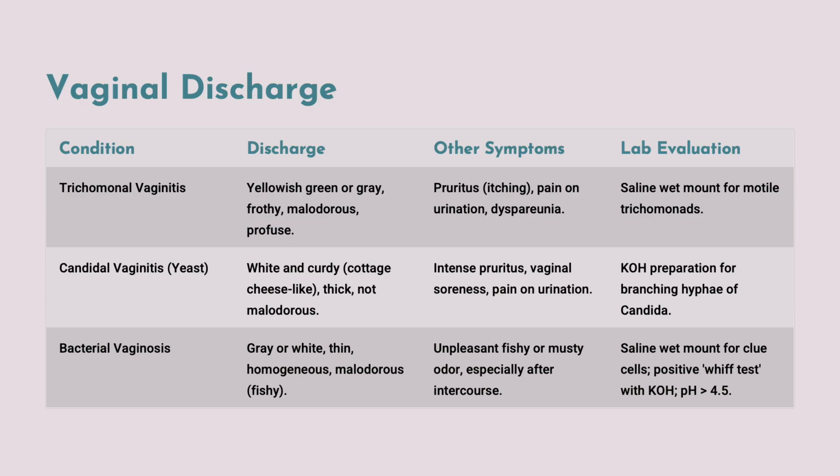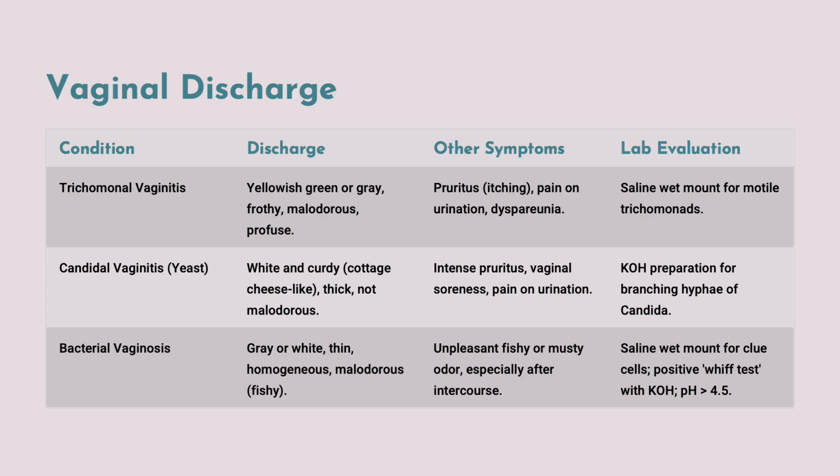If the patient has any discharge, what would lead you to the diagnosis is the characteristic of the discharge. So here we have three conditions: trichomonal vaginitis, candida vaginitis, and bacterial vaginosis. Okay. So the appearance of the discharge is going to differ depending on the cause. For example, if it's trichomonal vaginitis, then the discharge is going to be yellowish, green or gray, frothy, malodorous, and profuse. Aside from that, there may be associated pruritus and dyspareunia.